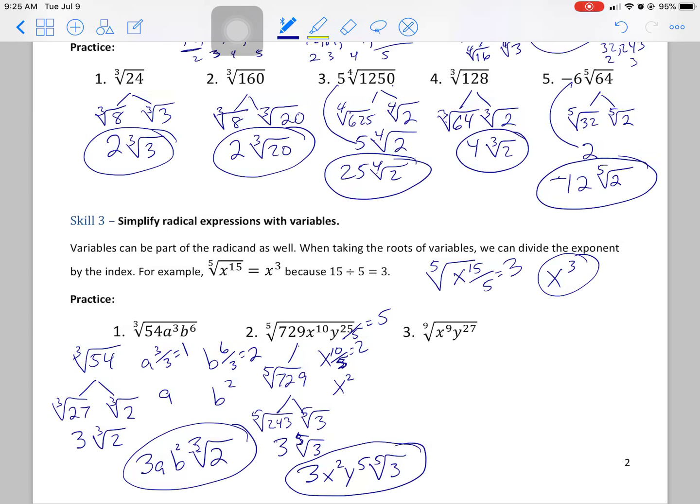Ninth root. Nobody talked about the ninth root of anything, but there's no numerical coefficient in there, so I'm not all that concerned. This is going to be x to the ninth divided by 9 is 1, right? That's a 9, sorry. And 27 divided by 9, same principle applies. 27 divided by 9 is 3. So this is just x, y cubed. Okay.